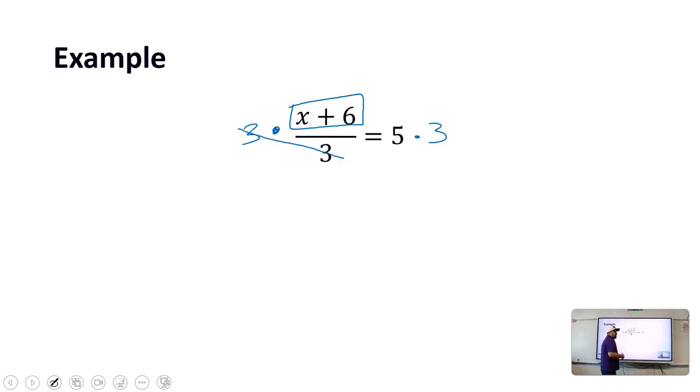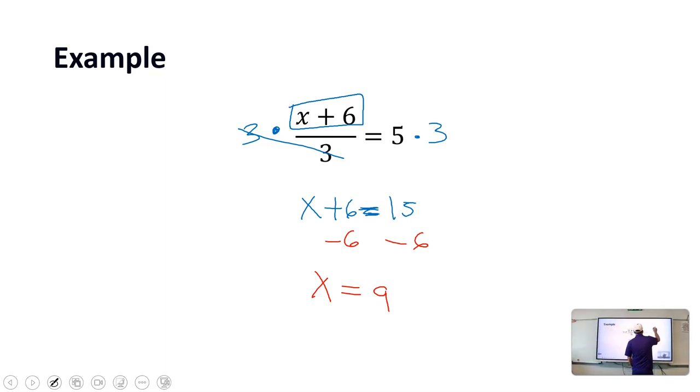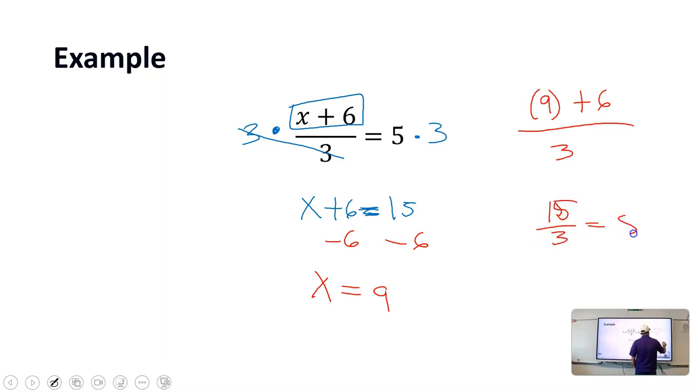Those cancel each other out, or they're just a 1. And we're left with x plus 6 equals 5 times 3, which is 15. And now we're going to go ahead and do our last step, which is subtract 6 from both sides. And I get x equals 9. Let's double check. 9 plus 6 over 3. 9 plus 6 is 15. So 15 divided by 3 is 5. So that is correct. Our solution would be x equals 9.